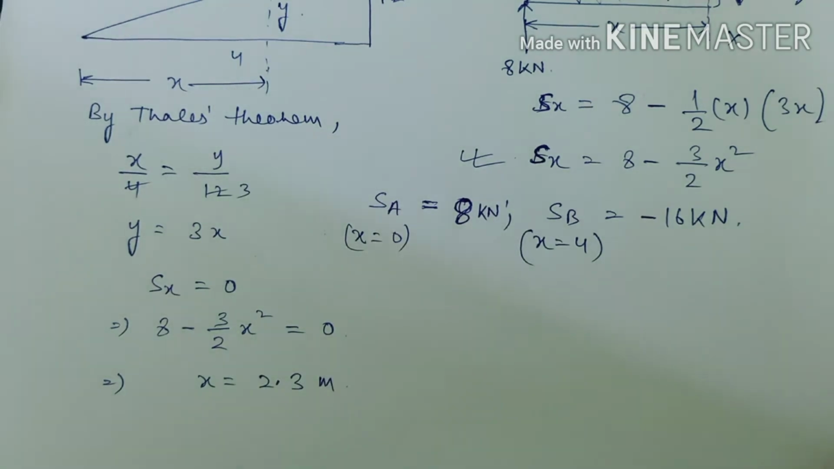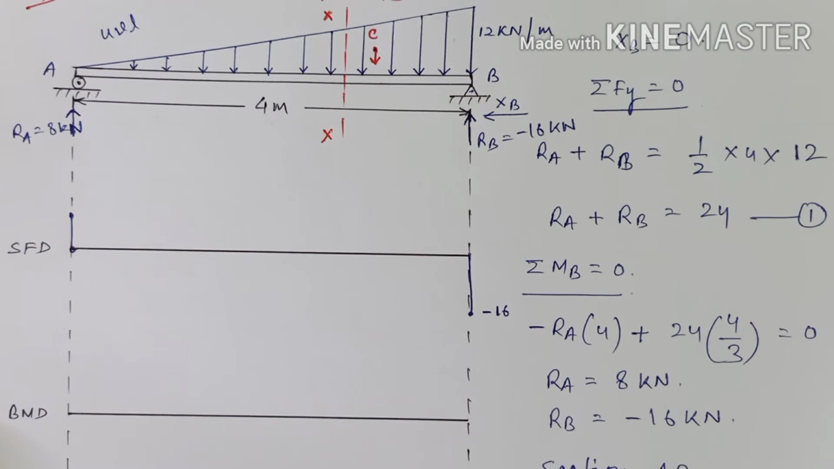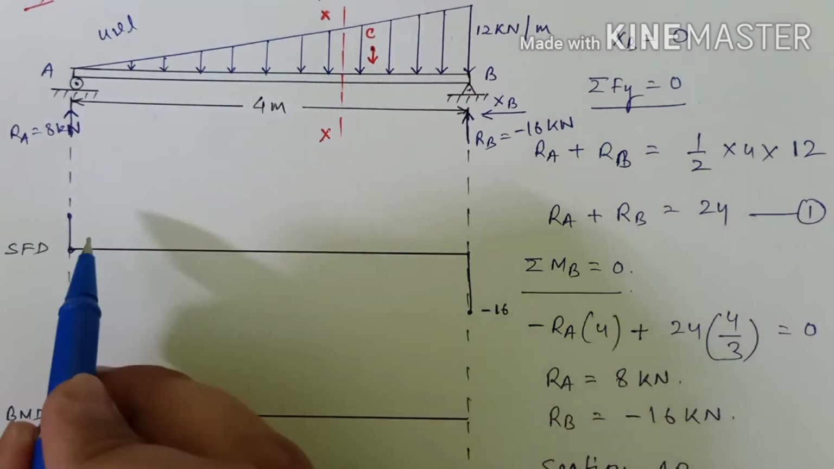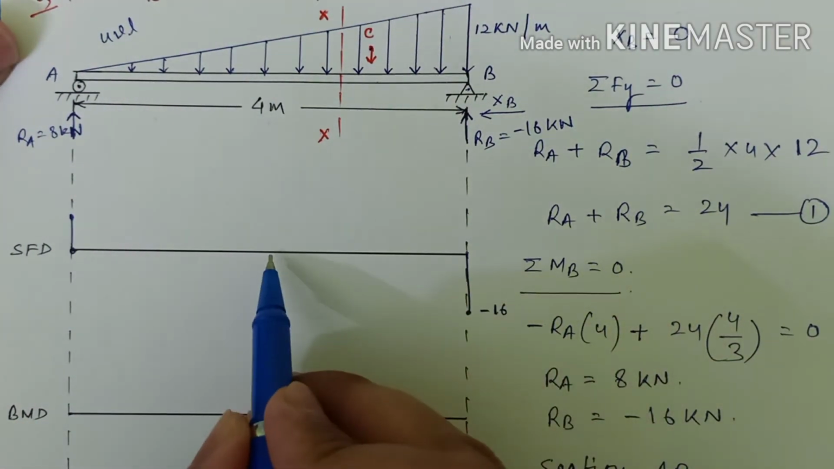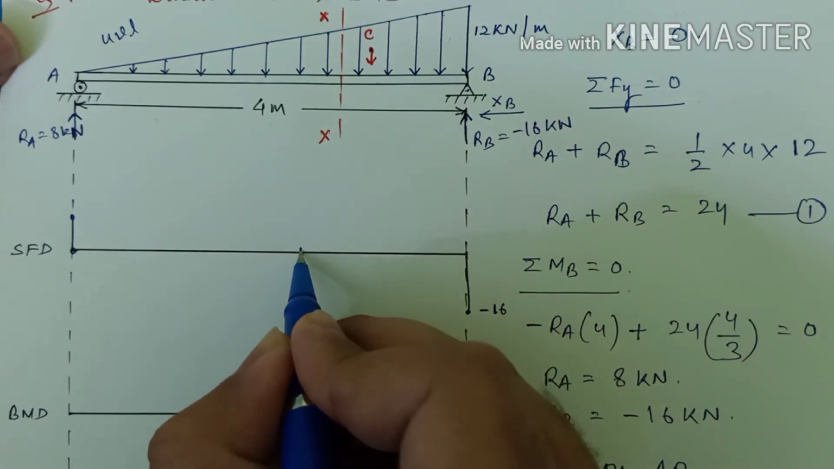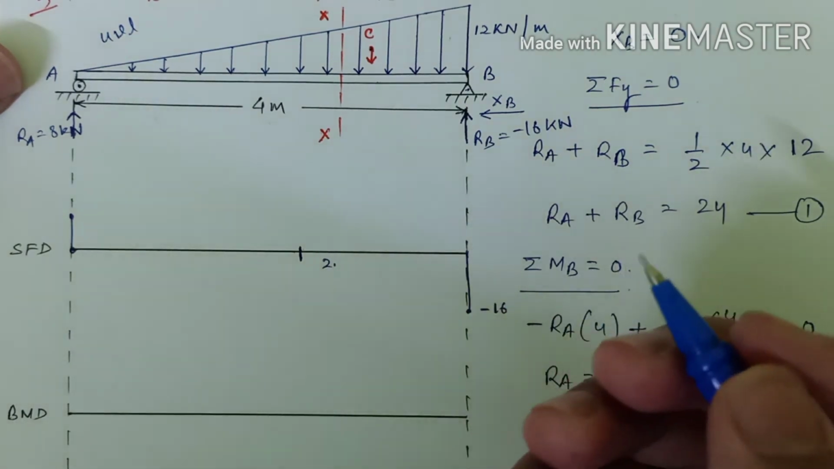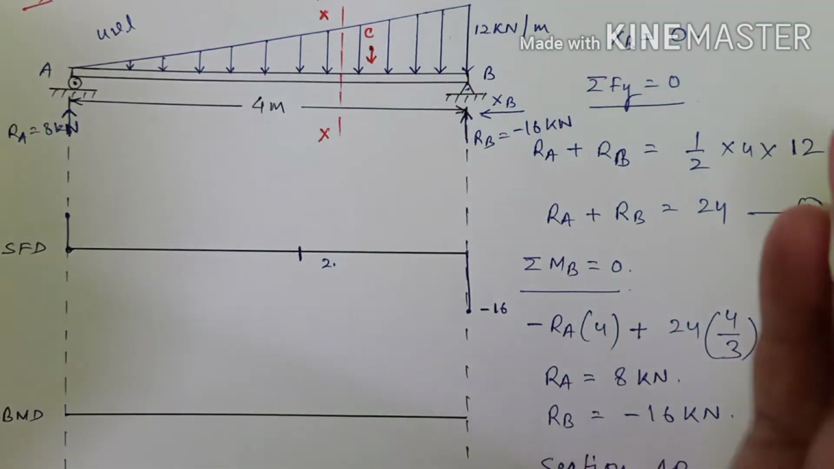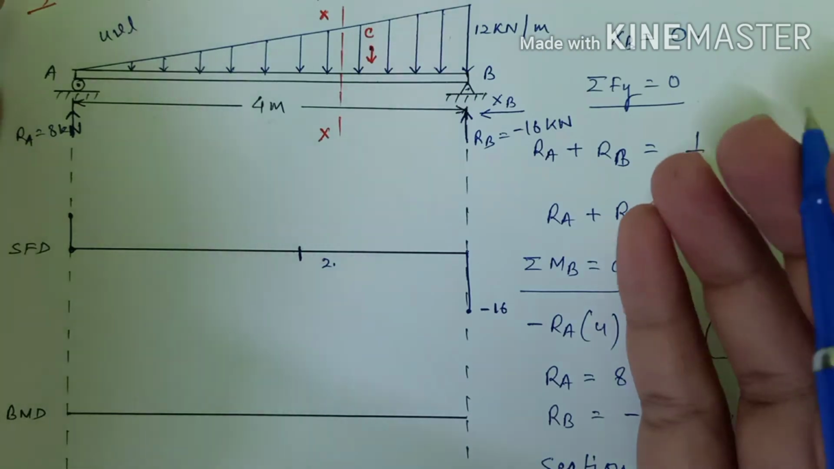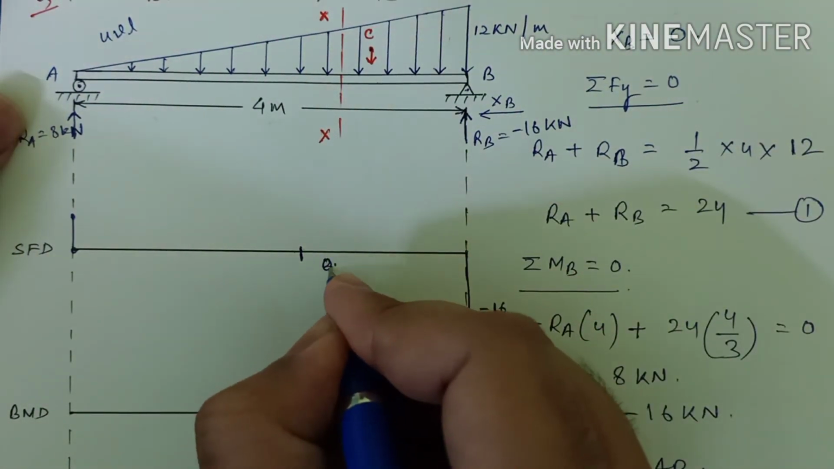2.3 meters. So we can say that at the distance of 2.3 meters from the origin, which will be somewhere in between, that is 2, and here will be my 2.3, let's suppose. So we can say at 2.3 from the origin, the value of the shear force will become 0.